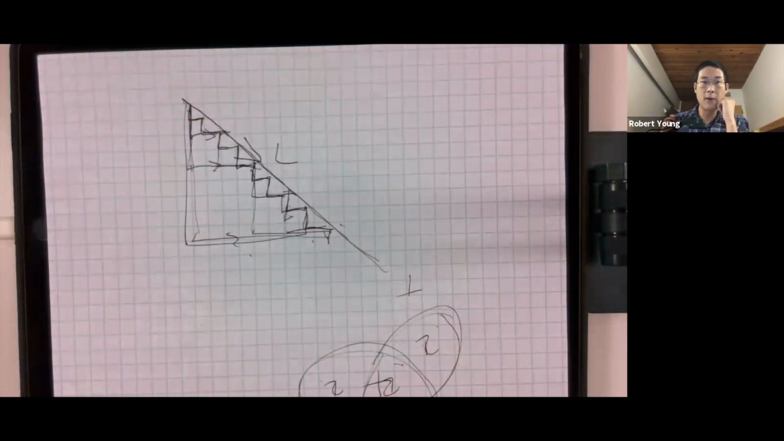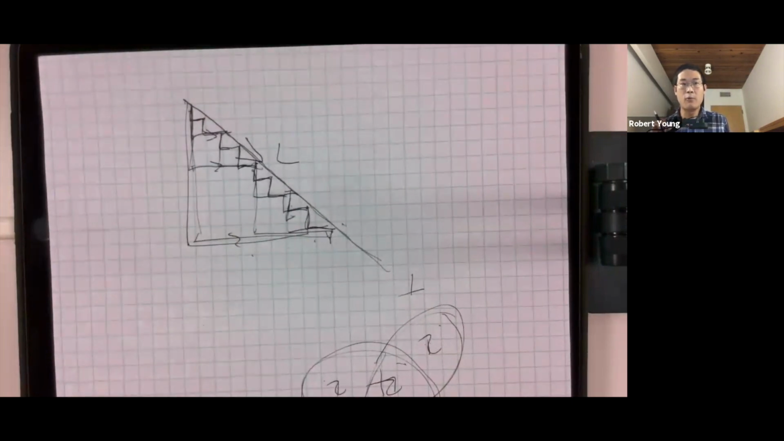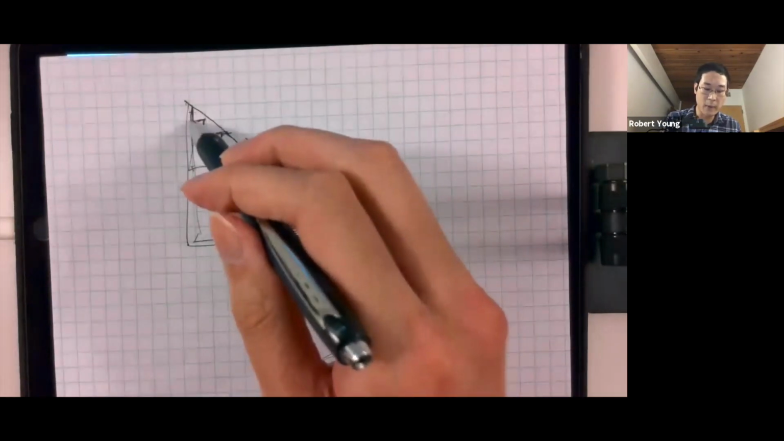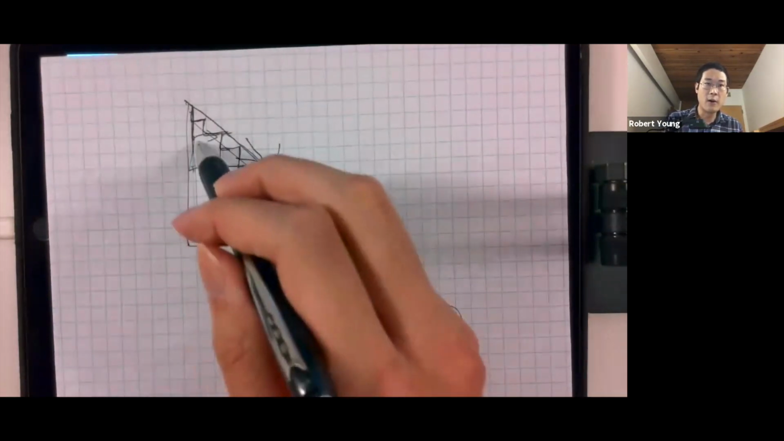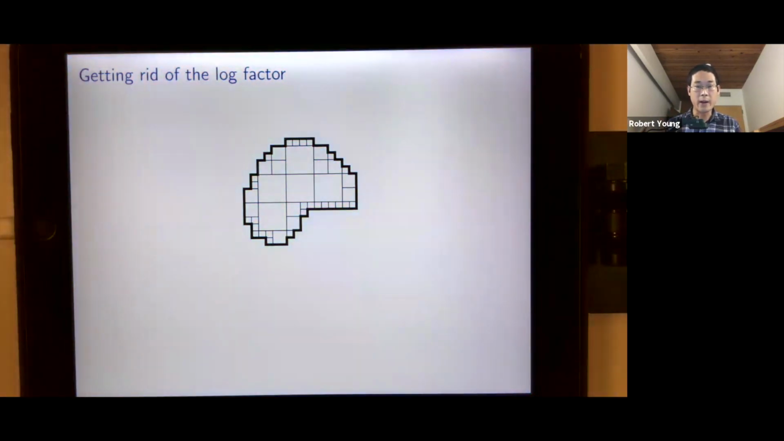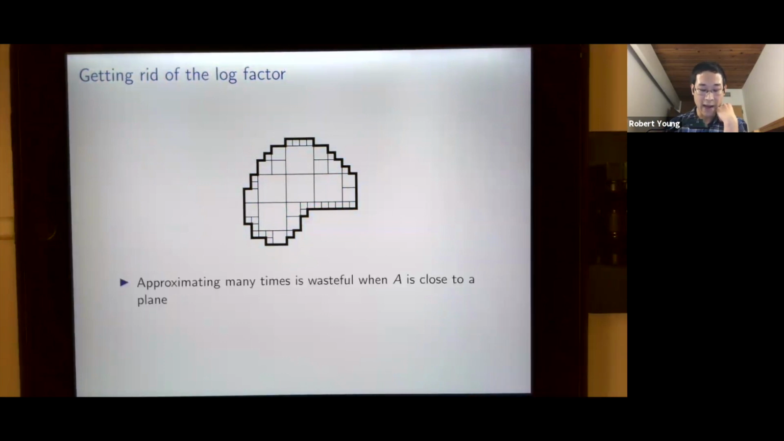So in order to get rid of that log factor, we have to figure out where we can skip approximations like that, where we can just jump straight from the 1x1 approximation all the way up to the 8x8 approximation. We need to find places where our surface is flat, because at places where our surface is flat, we can do better than approximating logarithmically many times. Is this okay so far?